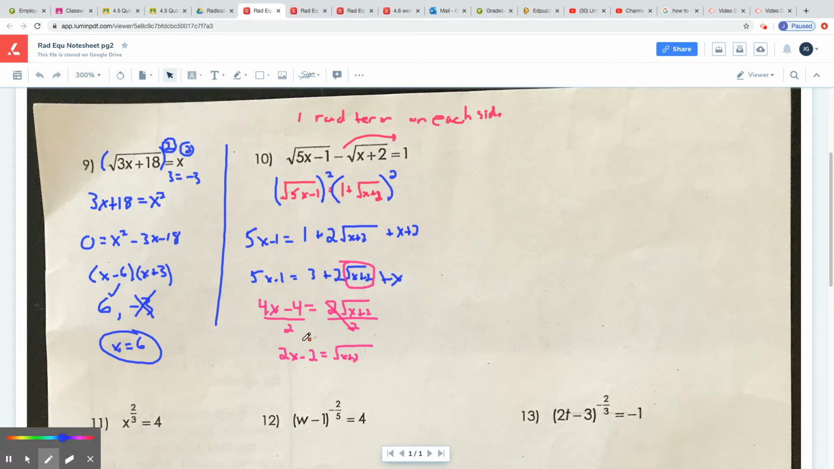All right, so now we need to get rid of this square root. So we're going to square both sides. So 2x minus 2 squared, all right, that's going to be 4x squared. 2x times 2 is 4x. We double that, so that's negative 8x. Negative 2 squared is a positive 4 equals x plus 2. Set this equal to 0. 4x squared minus 9x plus 2 equals 0.